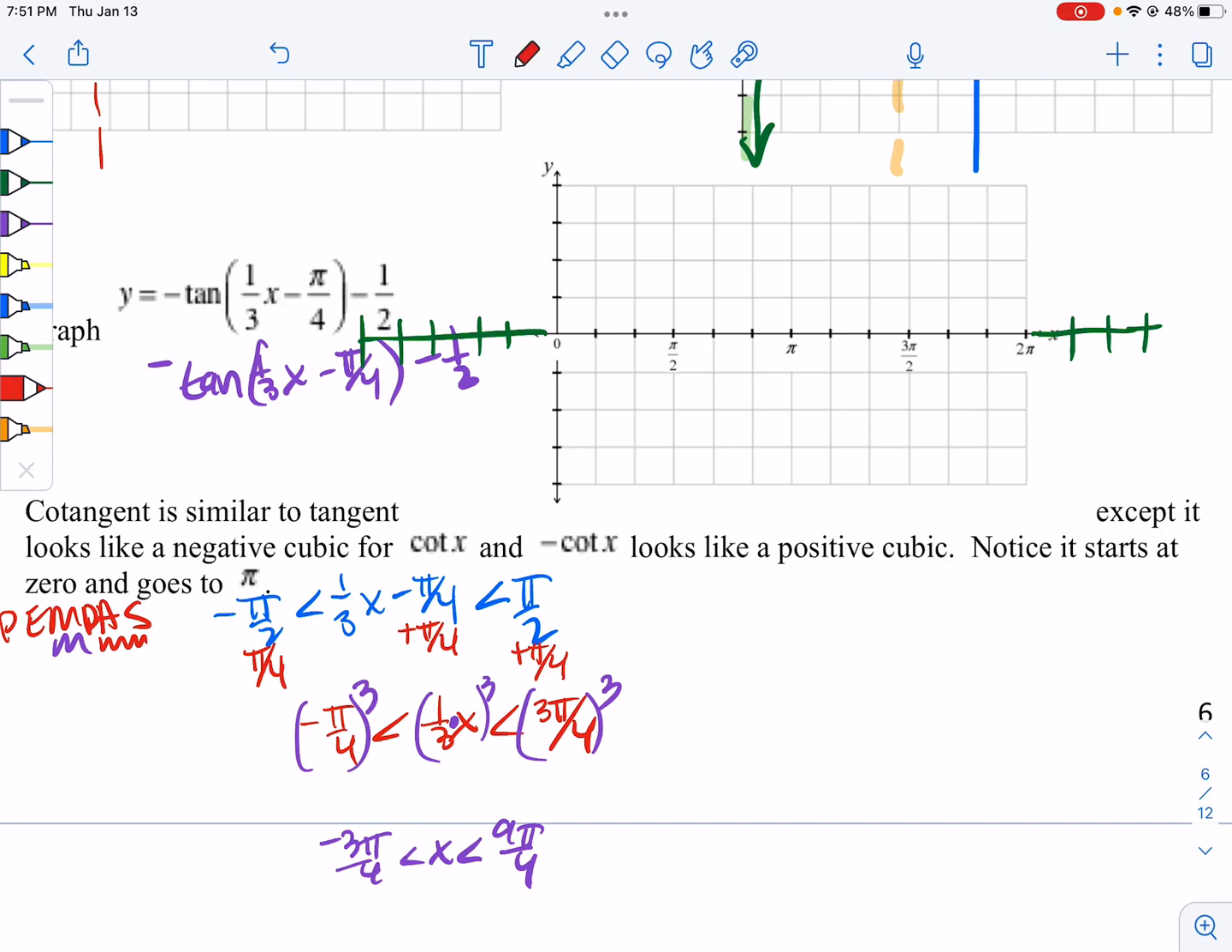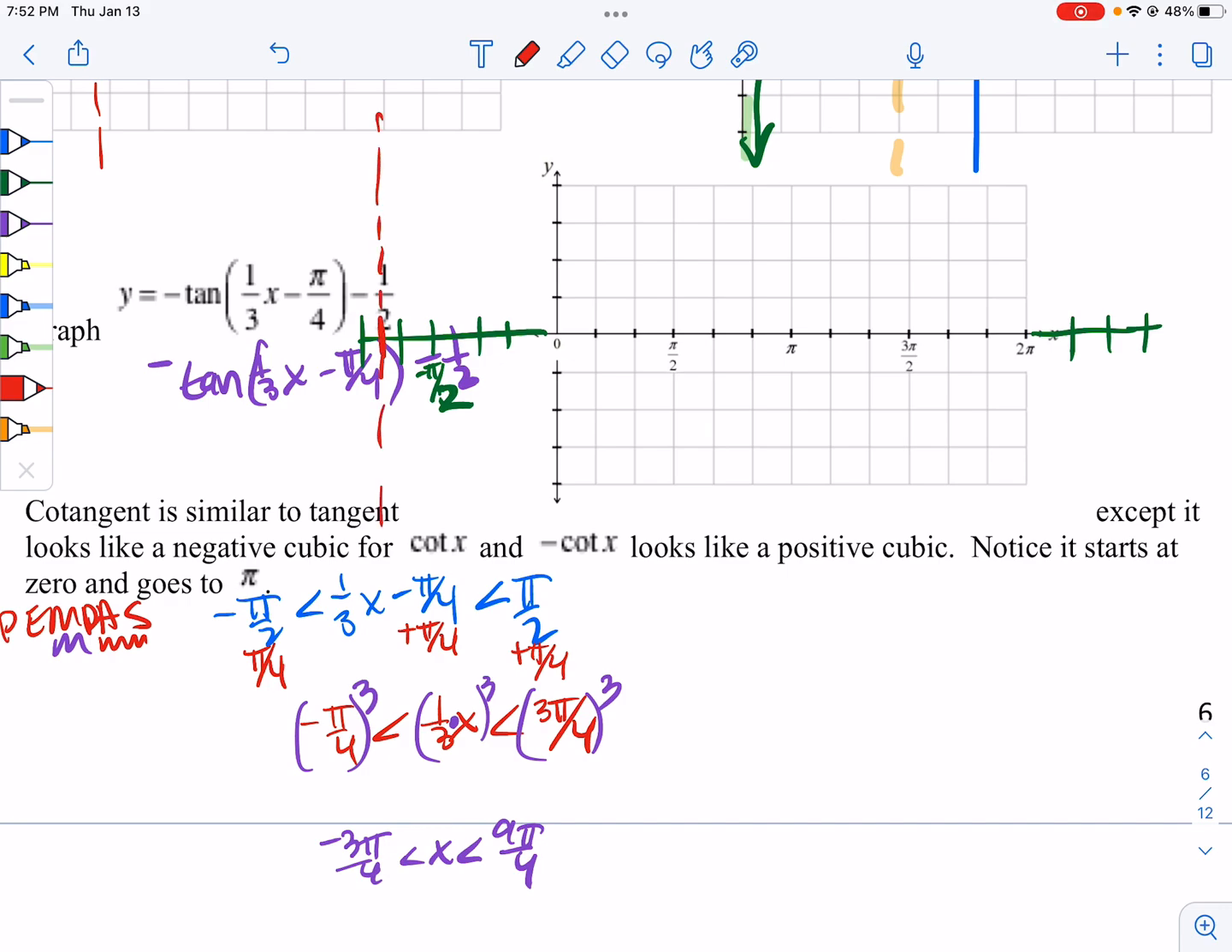So when I go to create my negative 3 pi fourths, again, I guess I could label this as negative pi halves for the third one. So then we're going to go halfway in between, which will be 1.5 tick marks. So then 1.5. So that puts me here. Go red for our tick marks. So this is one asymptote.